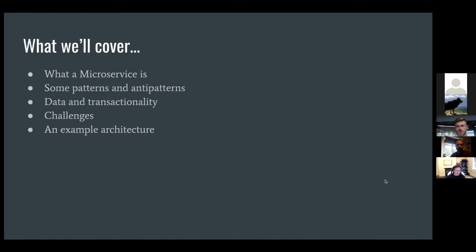So we're going to start with what a microservice is. Now your mileage may vary in a lot of this. This is a grab bag of concepts and patterns that you may use on a case-by-case basis. The example architecture at the end is there to show how it could all hang together in concert. We have a very similar architecture we're delivering now for a client.